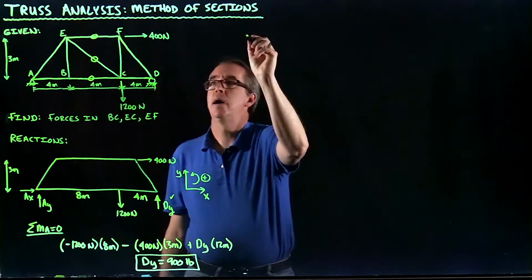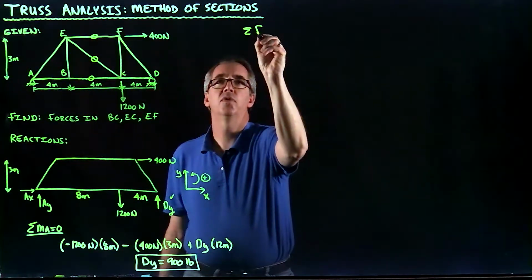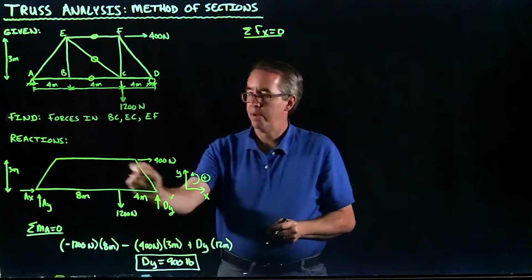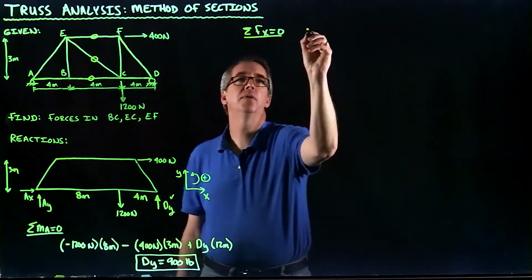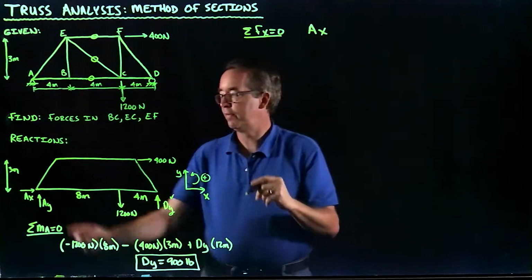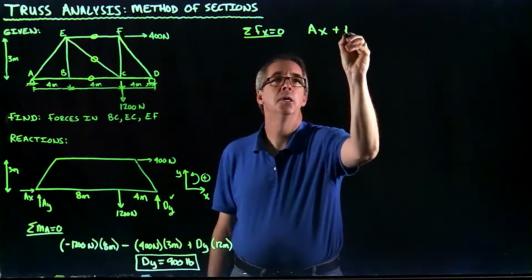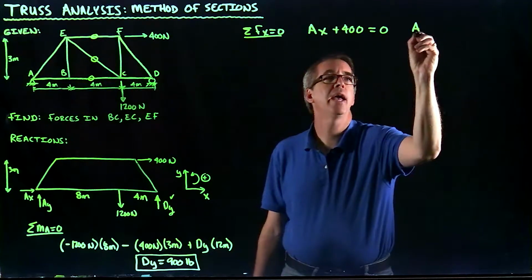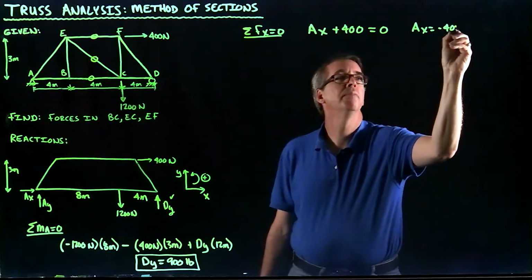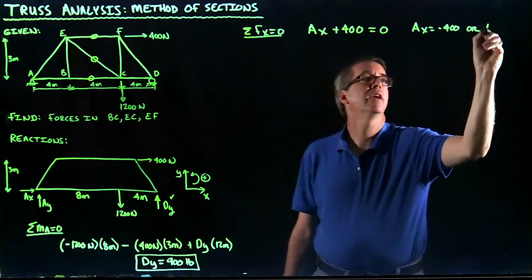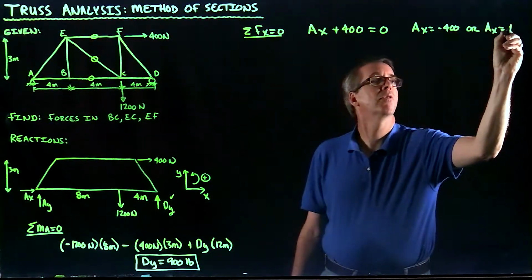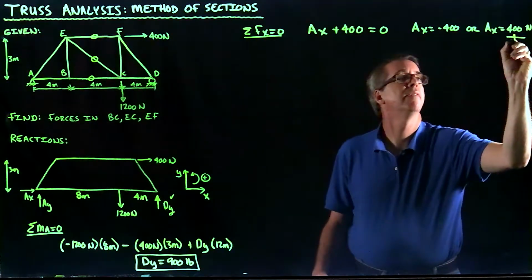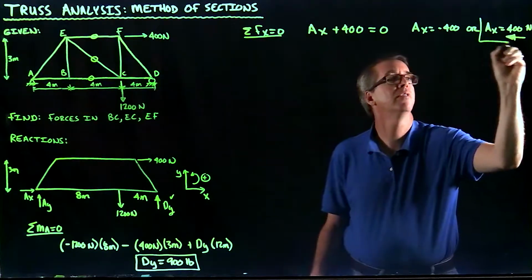We'll go ahead and use, say, summation of forces in the x direction equals 0. For this free body diagram, I've got AX, and based on my notation, I have AX going to the right, which is positive, plus 400, which is also going to the right, has to equal 0. When I solve this, it gives me AX equals minus 400, or we can say that AX is equal to 400 newtons, but it's going to the left, not to the right as I originally had drawn.